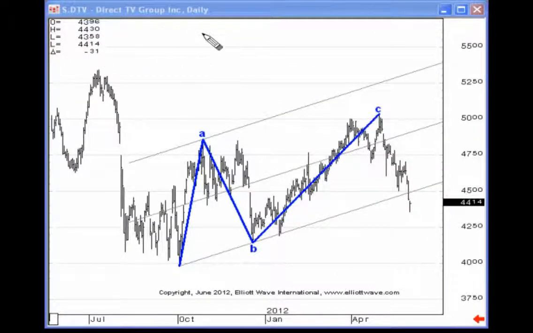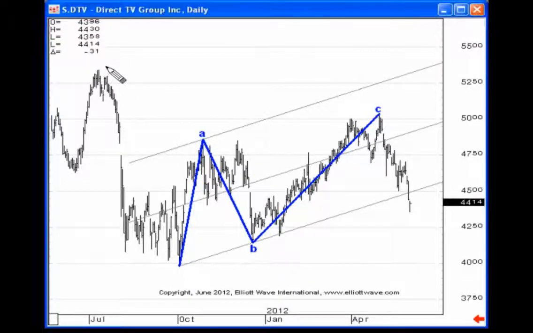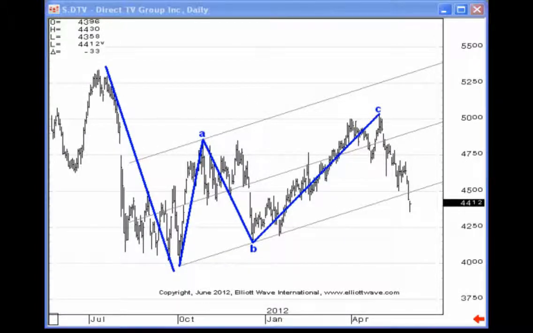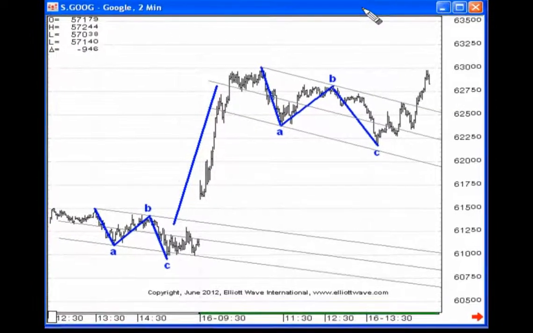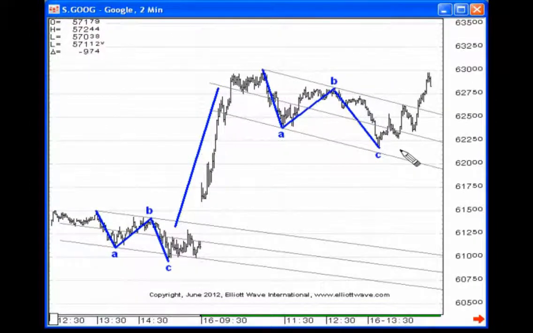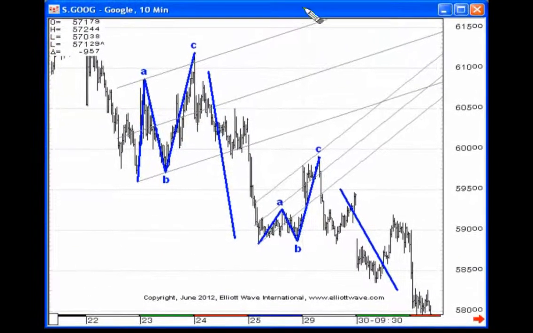Here's a great example. This is DirecTV, ticker symbol DTV, and look what's going on in this market. A nice 5-wave decline off the actual high here back in 2011. Subsequent price action is a 3-wave move contained within parallel lines. This is the same structure here, just as we saw on this 2-minute price chart of Google. A 3-wave move ABC within parallel lines, and just as we saw on the 10-minute price chart, ABC, parallel lines, ABC.